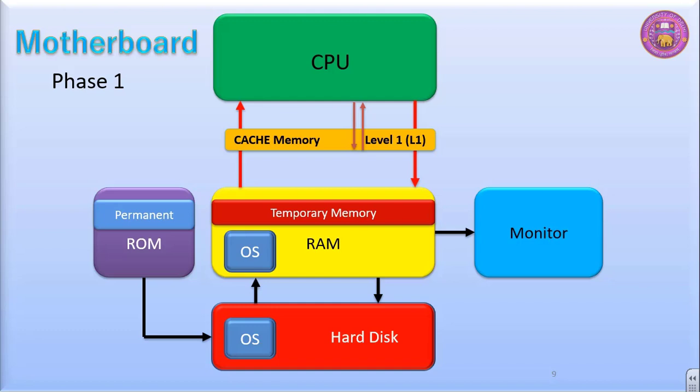This happened in phase 1. In case instructions are not found in the cache memory, then the CPU looks into RAM memory and gets those instructions from the RAM. First it will look into cache memory. If the required instructions are not present in cache memory, it will look into the RAM. This is phase 1.